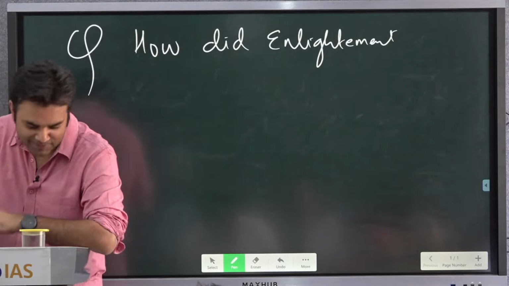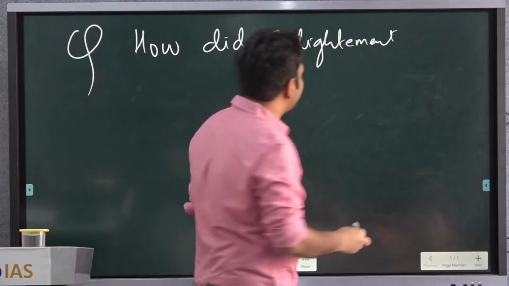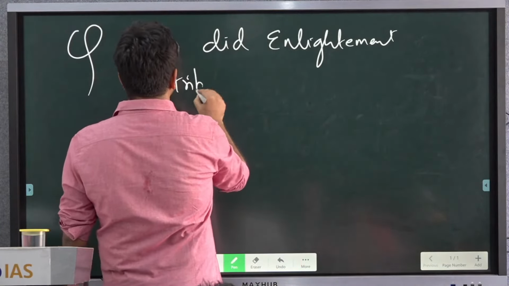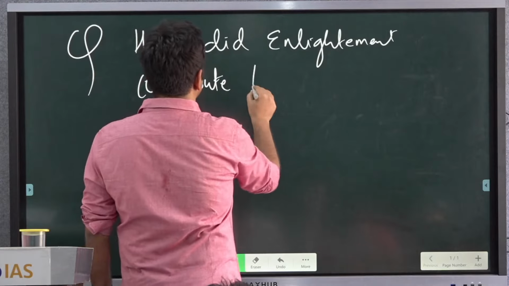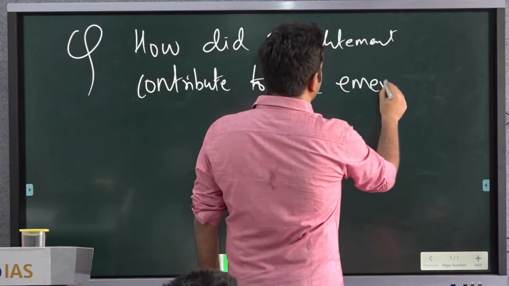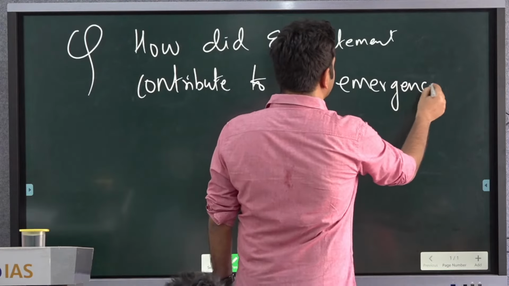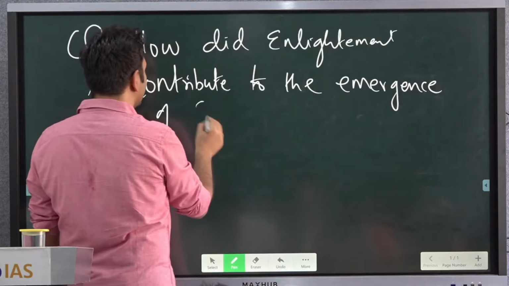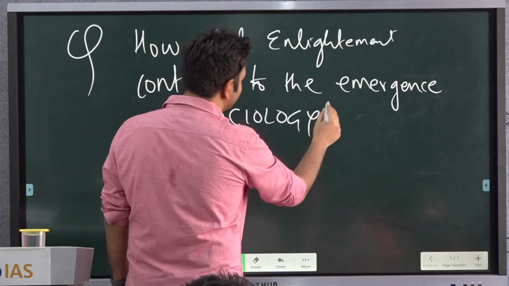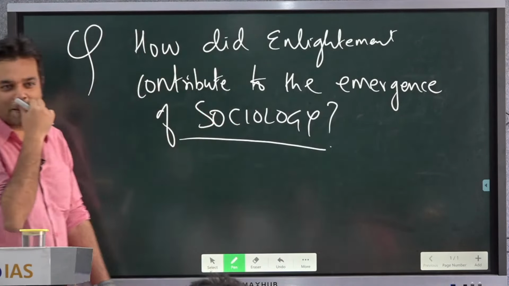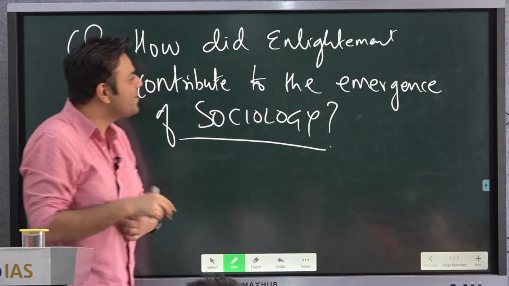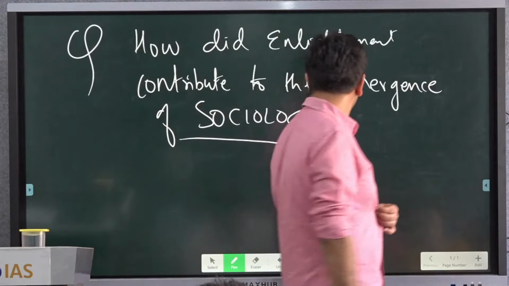How did enlightenment contribute to the emergence of sociology? Tell me, can anything be simpler than this? How did enlightenment contribute to the emergence of sociology? Okay.